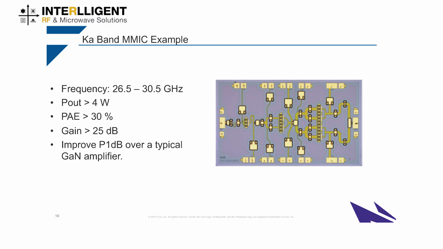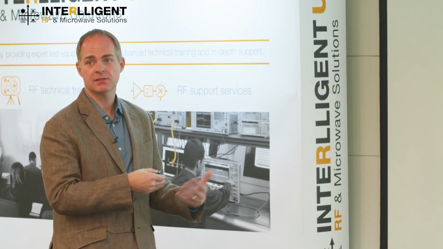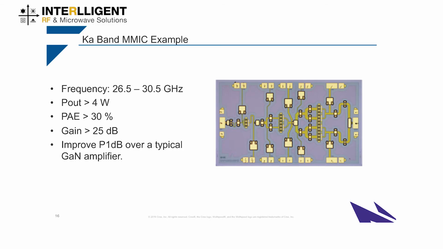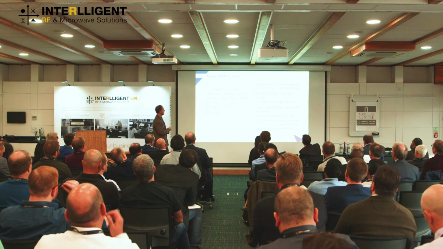So a few examples. This is a recent design that we've done at Ka band. This is a 26.5 to 30.5 gigahertz MMIC. It's a 4-watt MMIC. We achieved better than 30% PAE over the band with 25 dB of gain. And as I mentioned before, it has excellent P1 dB. This is a 3-stage device. It's roughly 2 millimeters by 3 millimeters. But this was a first pass. There's probably some room for some size improvement here, but we had some excellent results.